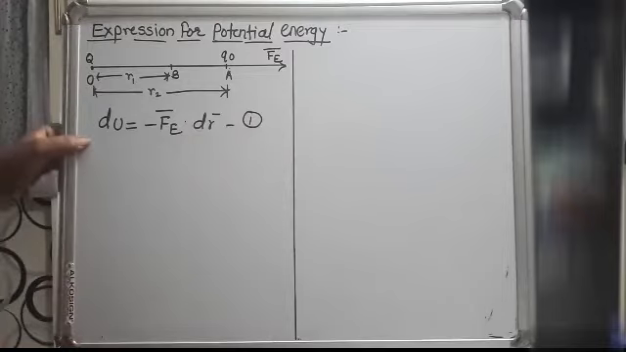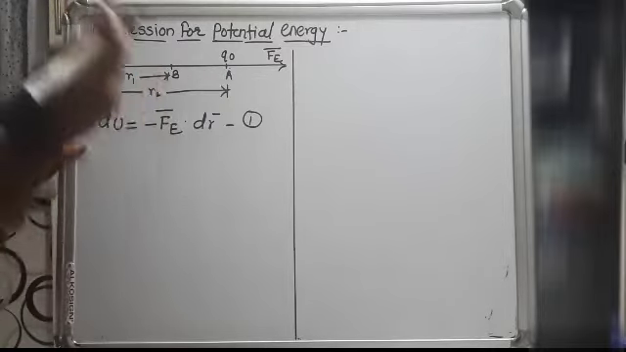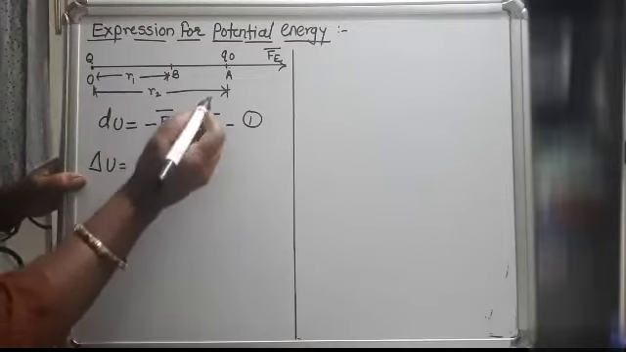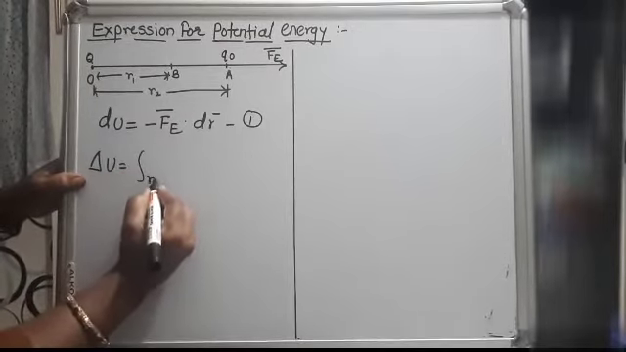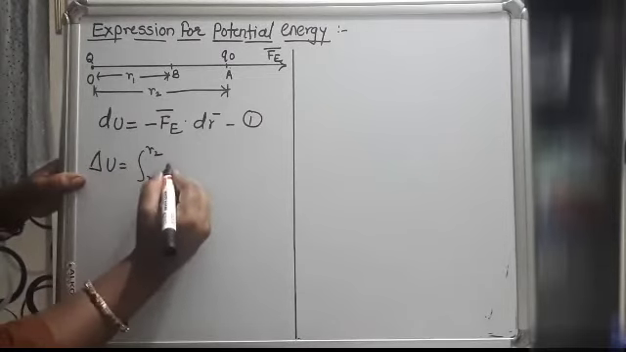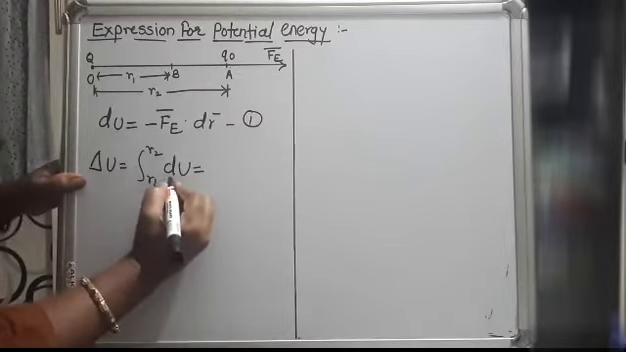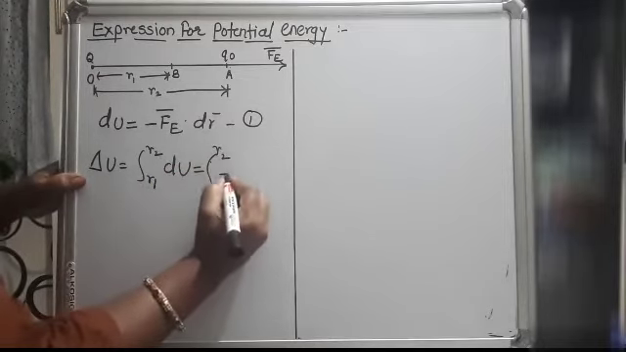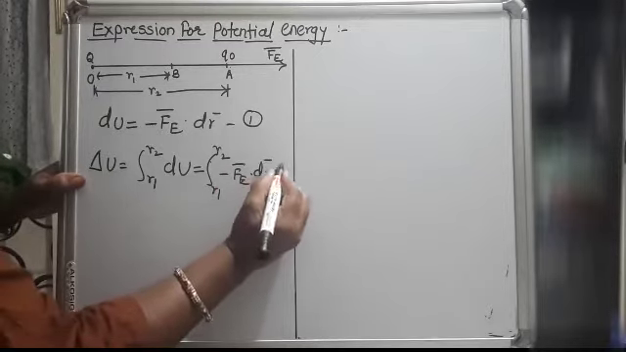Due to the displacement of the charge from the initial position A to the final position B, the increase in potential energy, delta U, is the integration from r1 to r2 of dU. Substituting the value of dU, we get the integral from r1 to r2 of Fe bar · dr bar. This is the second equation.